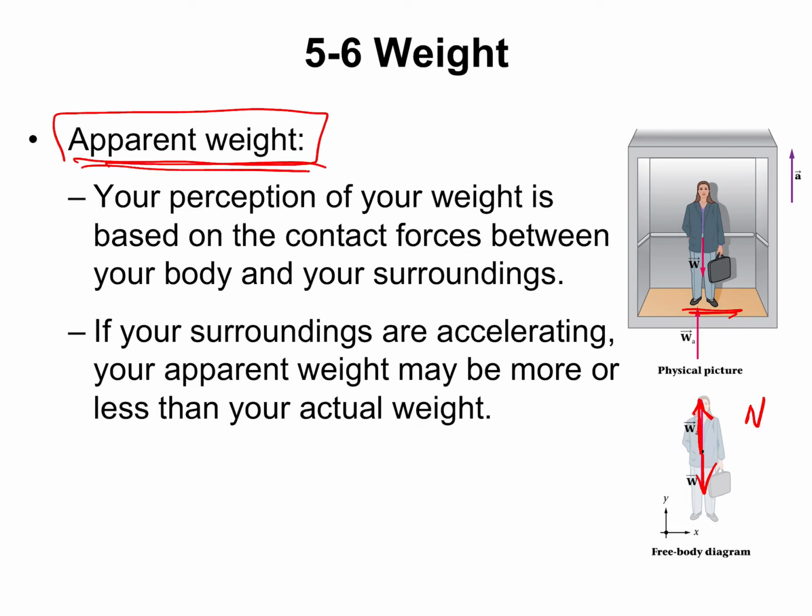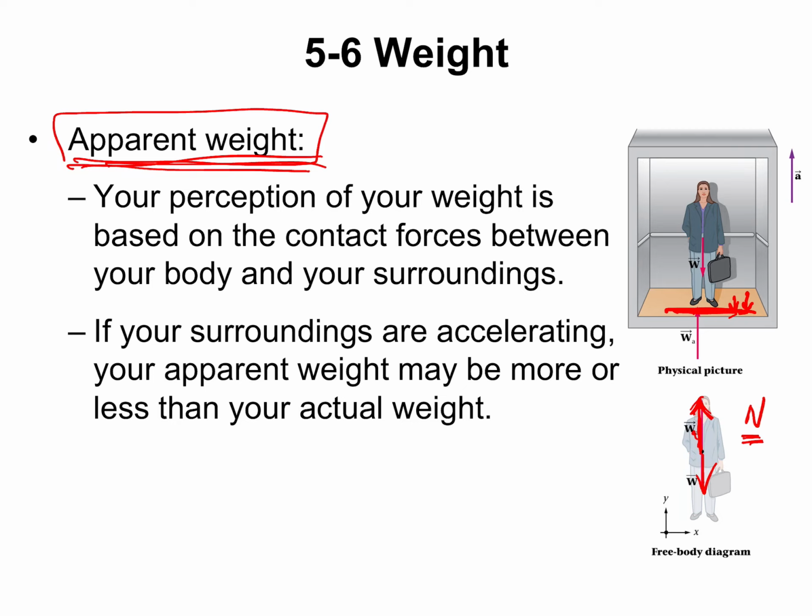This push-up force from the ground exists because you apply a force, which is your weight, to the surface. Meanwhile, the surface pushes up on you. That force is called apparent weight. It turns out apparent weight is the normal force. We'll talk about the normal force later. So your apparent weight may not equal your weight.